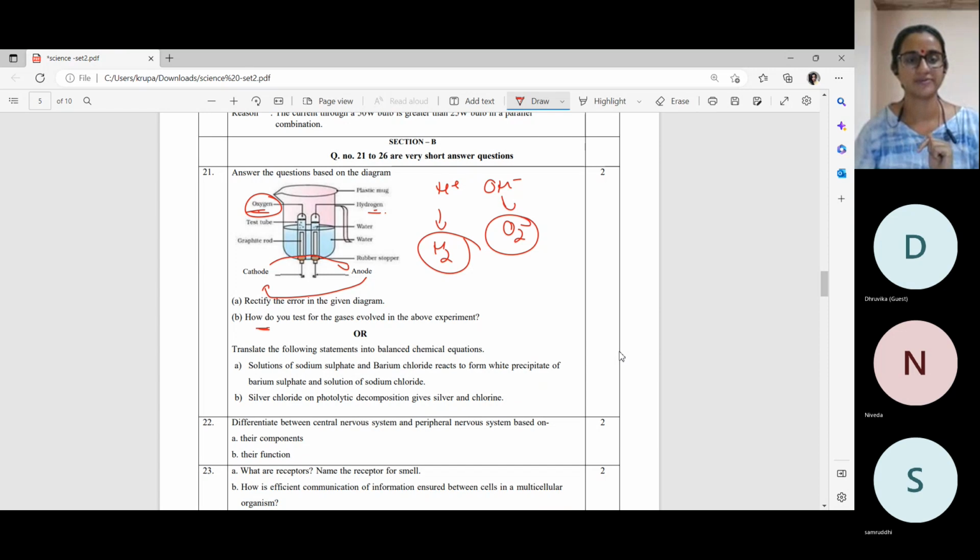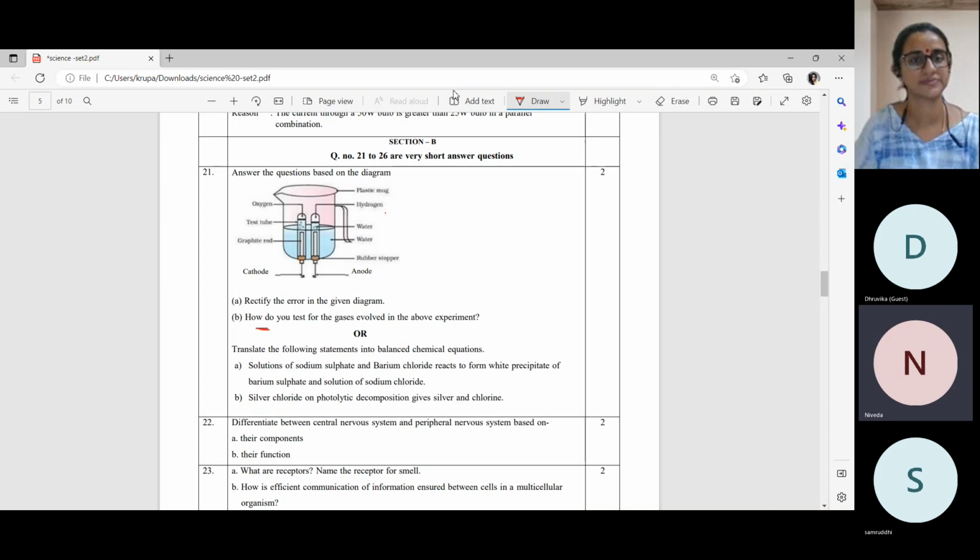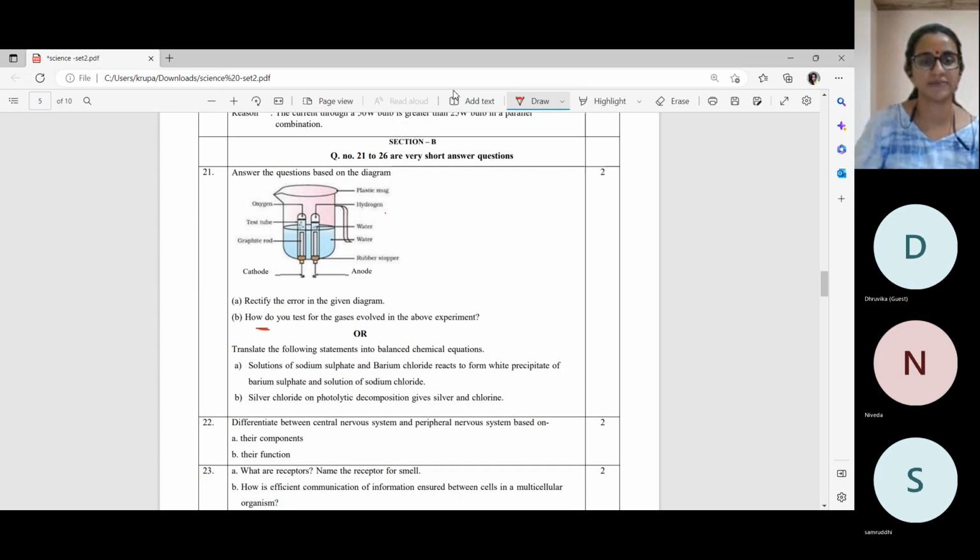Okay, all right, next one. I mean, your logic worked. You were very lucky it worked. Next one. Do you know how to test for these gases? Ma'am, for O2, the candle would burn brightly, and for H2, it would go off with a pop sound. Brilliant. Perfect. Okay, next one.